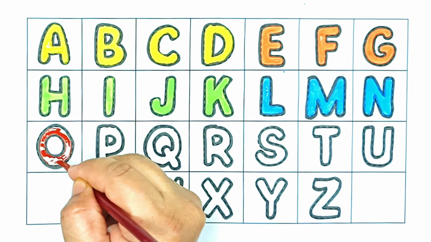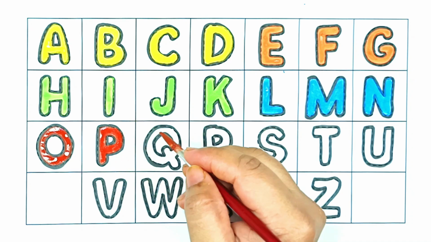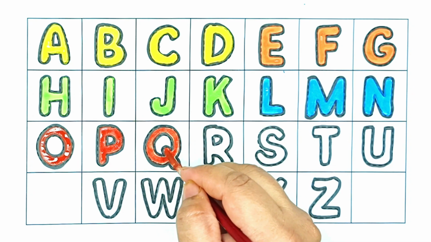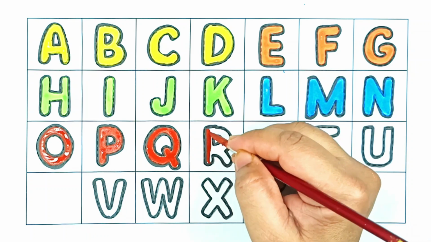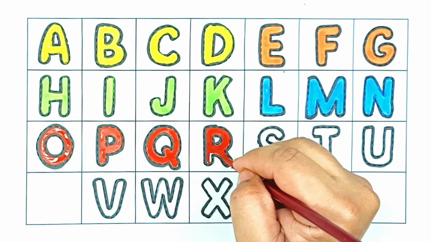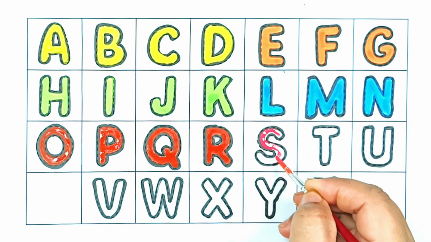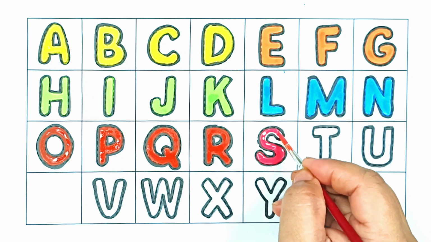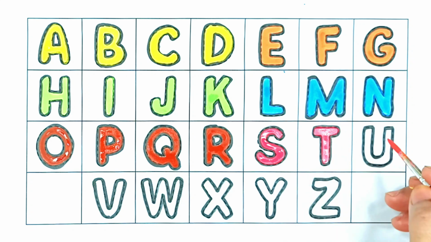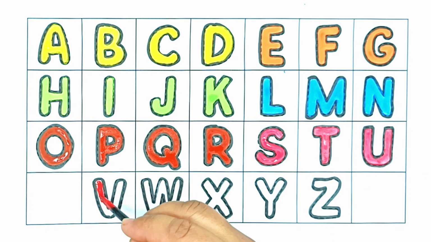O for onion, O for onion, P for pen, P for pen, Q for queen, Q for queen, R for ring, R for ring, S for star, S for star, T for train, T for train, U for umbrella, U for umbrella.